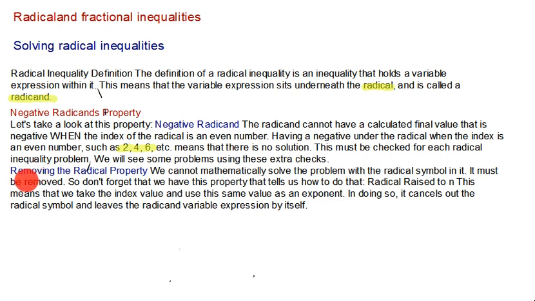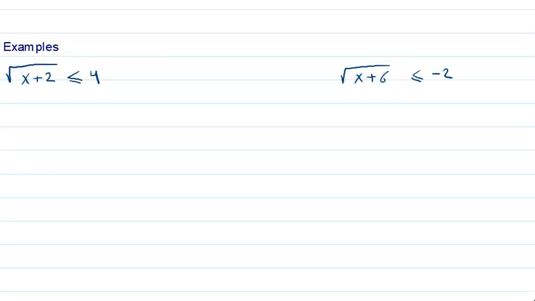After that, we use the other property, which is removing the radicals. In equations and inequalities, we can't proceed with solving for the variable while the radical still exists. So what I'm going to do here is remove the radical by raising both sides of the inequality to the index of the root. Let's take a look at examples and see how that works.